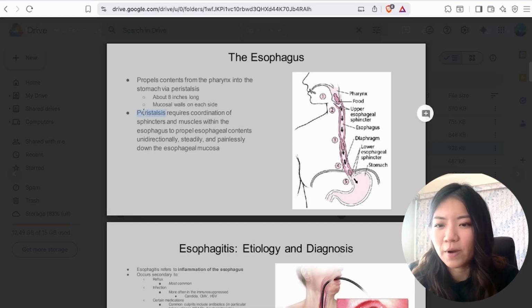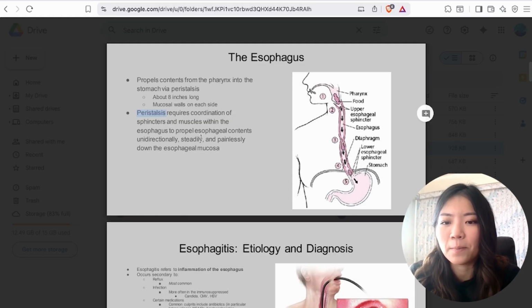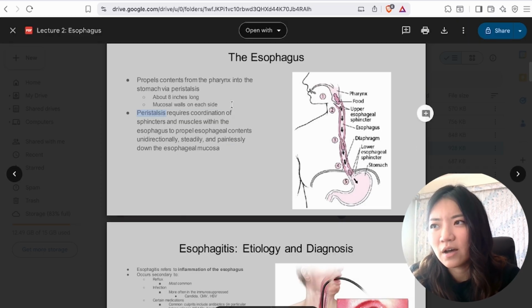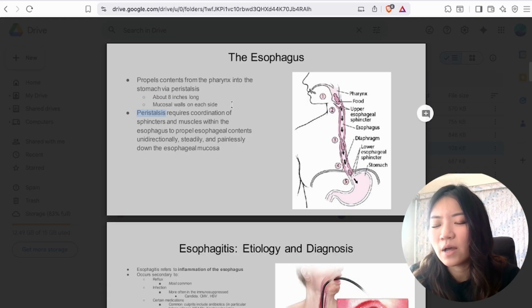And then it just explains what peristalsis is. If for whatever reason you didn't know what the definition was, maybe include that, but I would say you use this word enough to be able to know what it is. So I would say you don't need to include any of this information on the study guide.